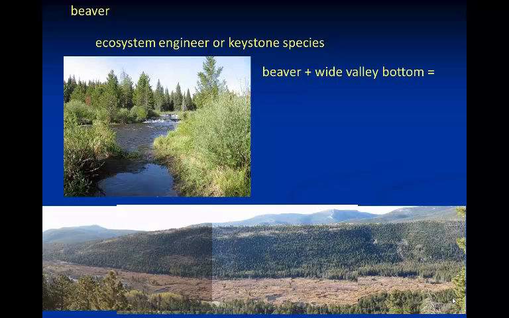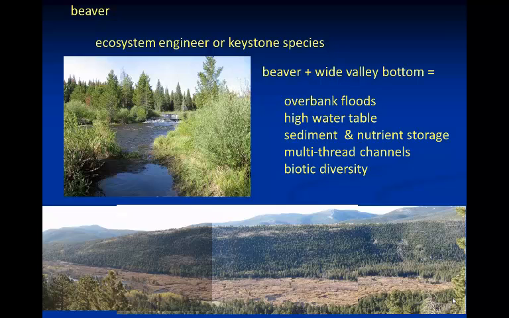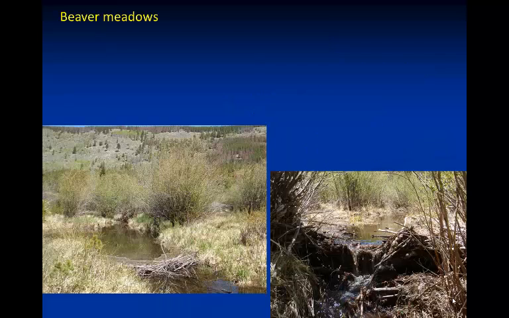So, analogous to that example that I just gave with old-growth forests and wide valley bottom, if you have beaver building dams in an area of wide valley bottom, as you see in that lower photo, it's the same process that I talked about for log jams. You have more overbank floods, some of that water infiltrates, you have a high water table, you're storing sediment and nutrients across the valley, you have smaller secondary channels, you have a lot of abundance and diversity of habitat for both plants and animals in the channel and the valley bottom, and you have more biotic diversity.